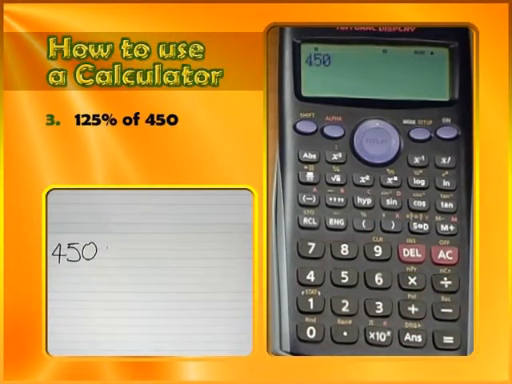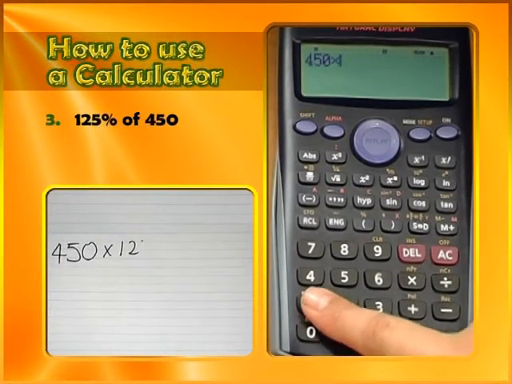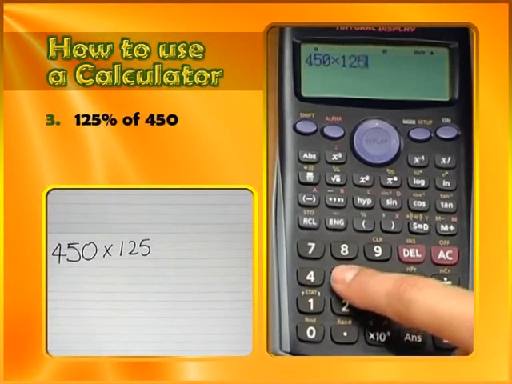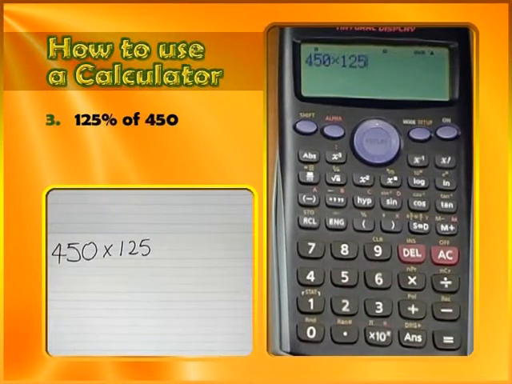Now, of represents times. So we press times. And then we key in the percentage. The numbers are 1, 2, 5. And then we press shift percentage. And the percentage will appear. When we press equal, we get the answer in a fraction.